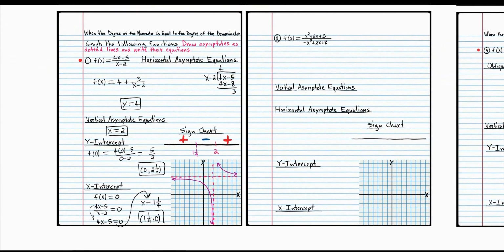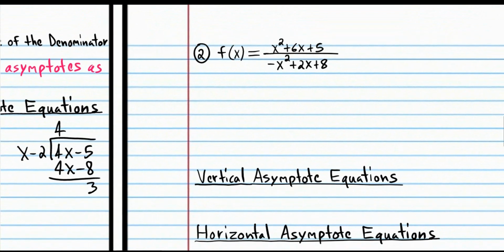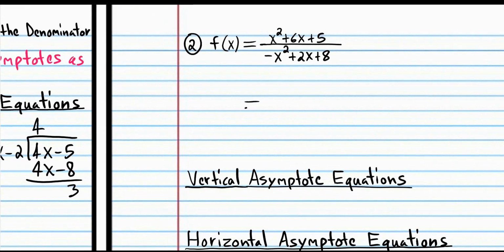Let's try another one of these problems. So let's start with the vertical asymptote. Now in this case, we can't really see if there's going to be any holes in the graph, so we need to factor.